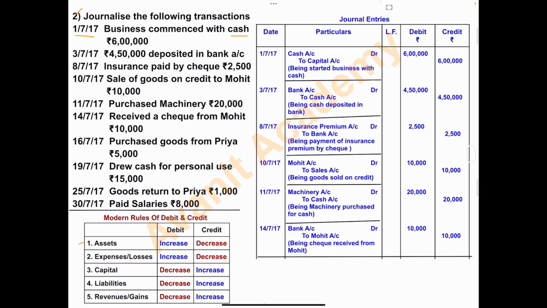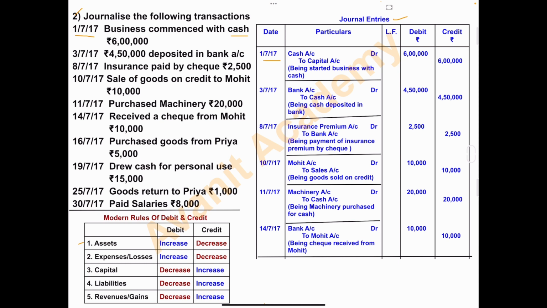See the solution, write the heading journal entries. The columns are date, particulars, LF. LF means ledger folio. Debit amount, credit amount. Clear these columns? Date, particulars, LF, debit and credit. First we have to write the date, that is 1st July 2017.